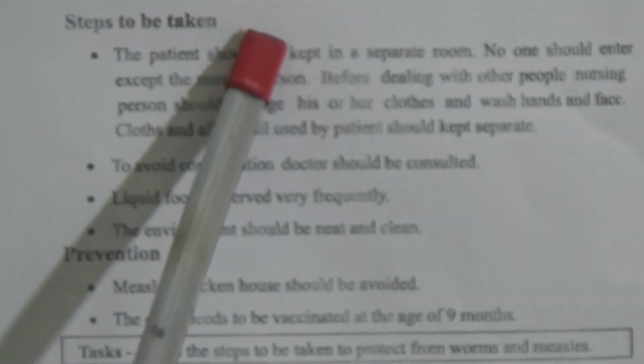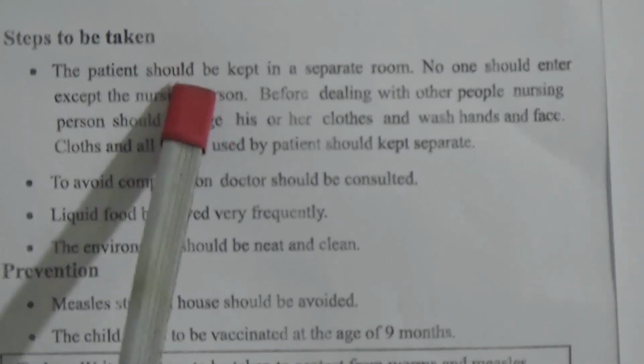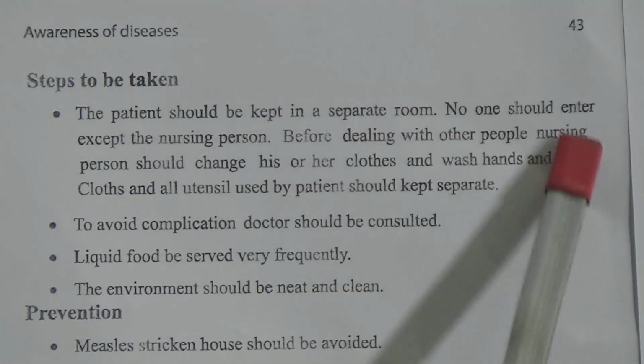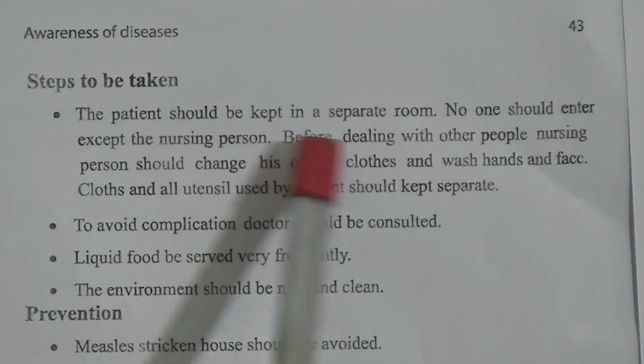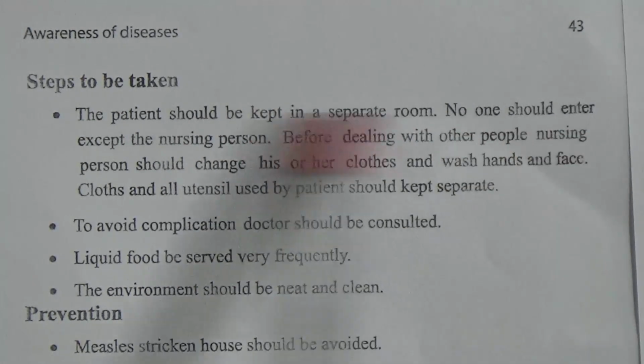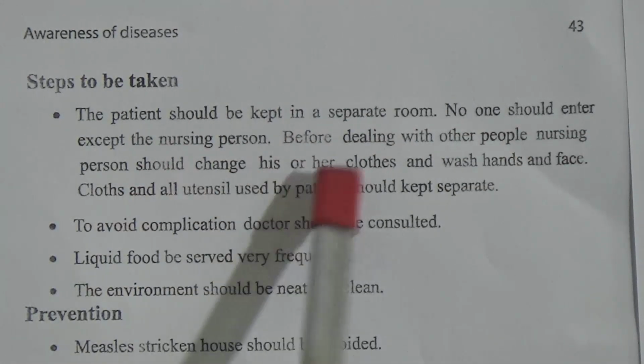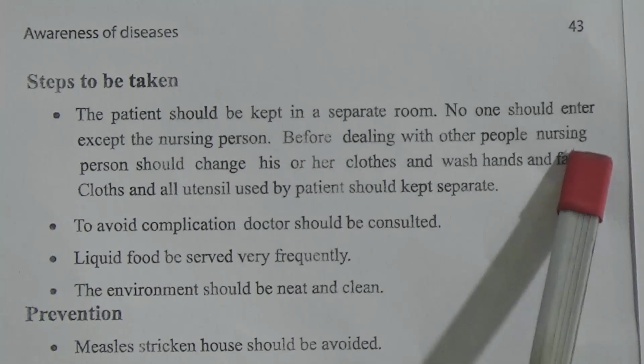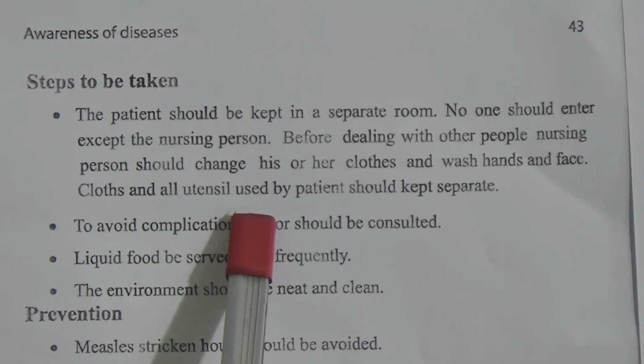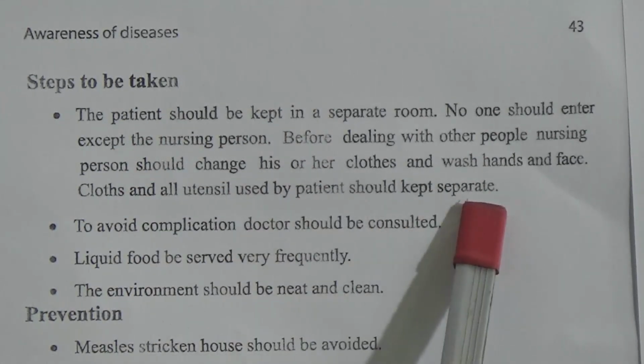Next, come to page number 43. Steps to be taken. We have to take these steps to prevent measles. The patient should be kept in a separate room. No one should enter except the nursing person. Before dealing with other people, the nursing person should change his or her clothes and wash hands and face. Clothes and all utensils used by the patient should be kept separate.